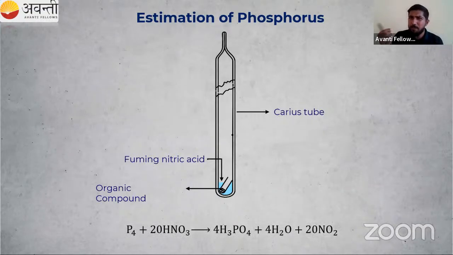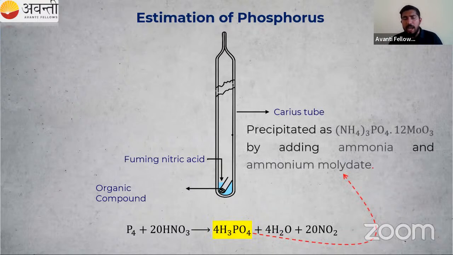Phosphorus exists in the P4 state. Then we add HNO3. Then what is formed? H3PO4 is formed here. Then after that, what do I have to do? Take the H3PO4 and add ammonia and ammonium molybdate. So I get ammonium phosphomolybdate. This is the final product, so you have to remember the final product, ammonium phosphomolybdate.